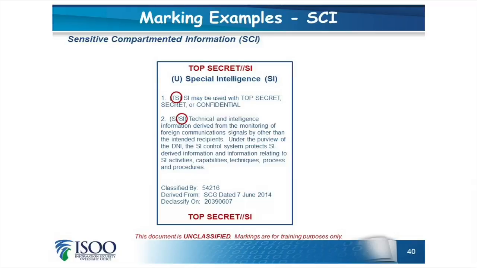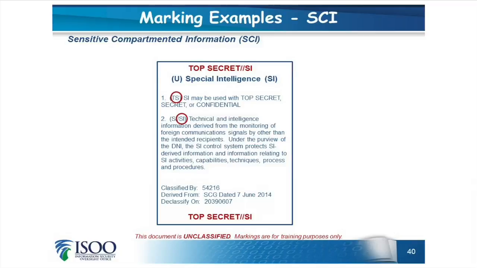However, they also contain control and dissemination markings. Unless you work in intelligence, you may not need to worry about this, but if you see it, you should be able to recognize it for what it is. ODNI has responsibility for SCI markings.